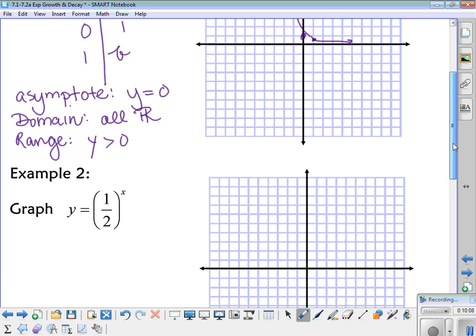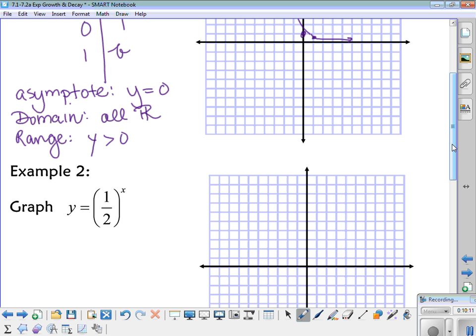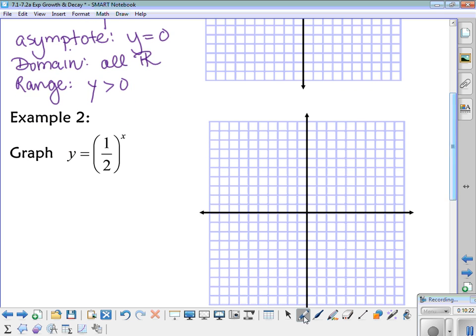So let's take a look at an example. We've got y is equal to 1/2 to the x power. I'll go ahead and make myself a table. Okay, and there's nothing magic about the numbers that I'm picking. I'm just picking numbers that are going to give me something manageable to graph. I could put anything in a table, but I want it to be somewhere near the origin, so that's why I choose the numbers I choose.